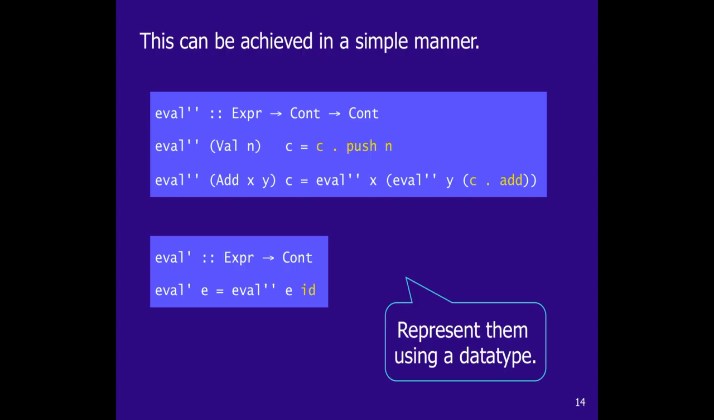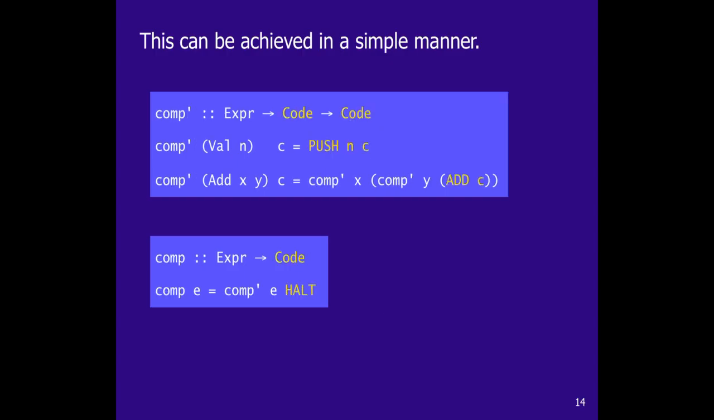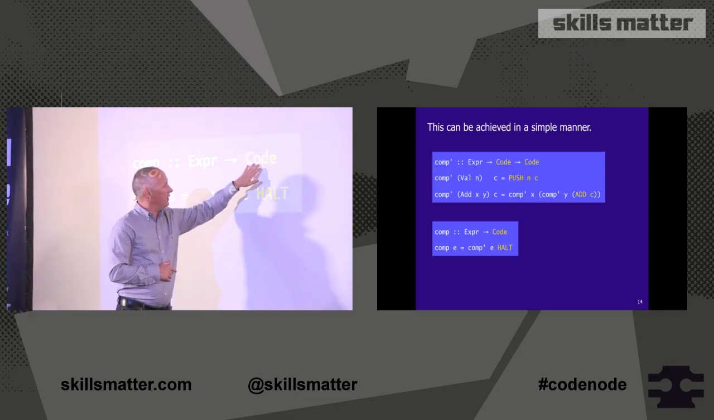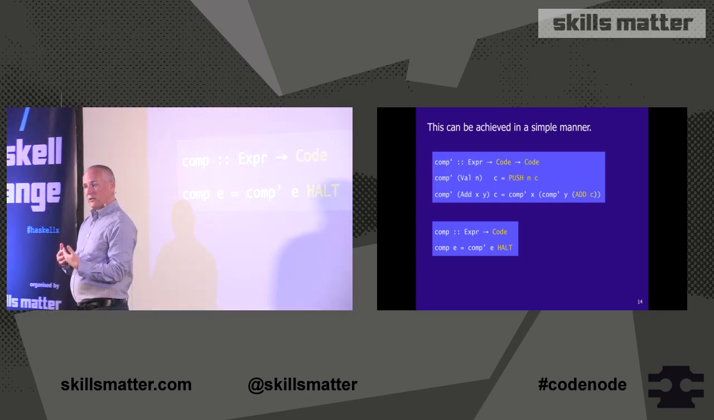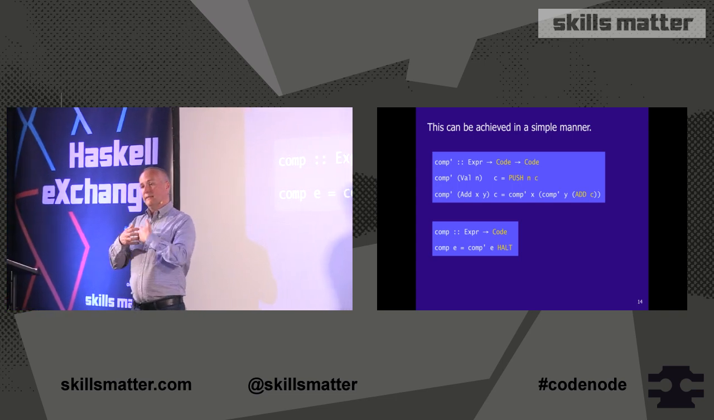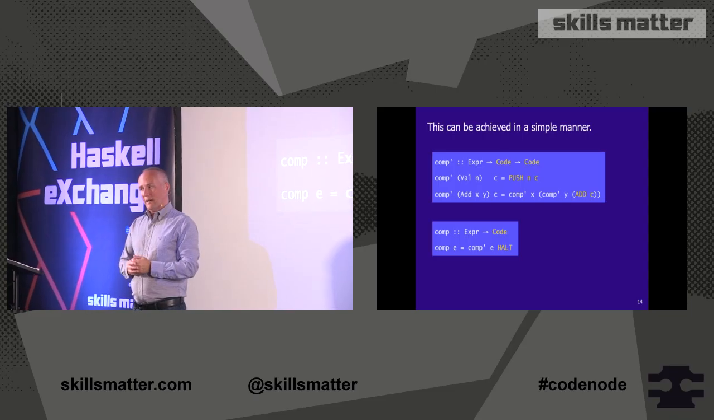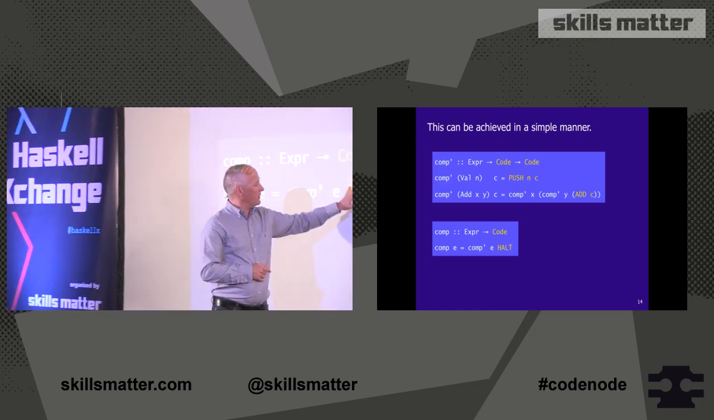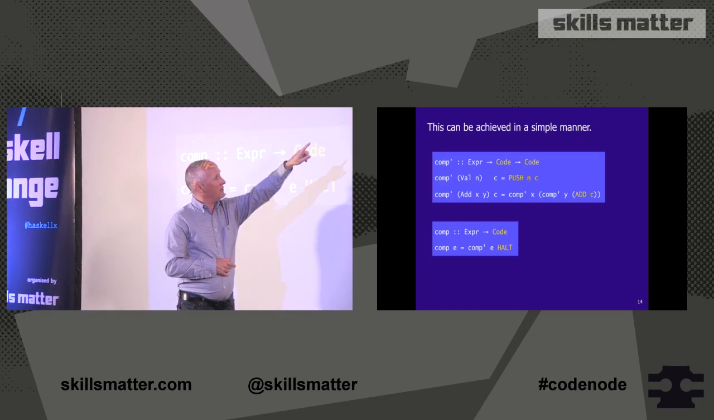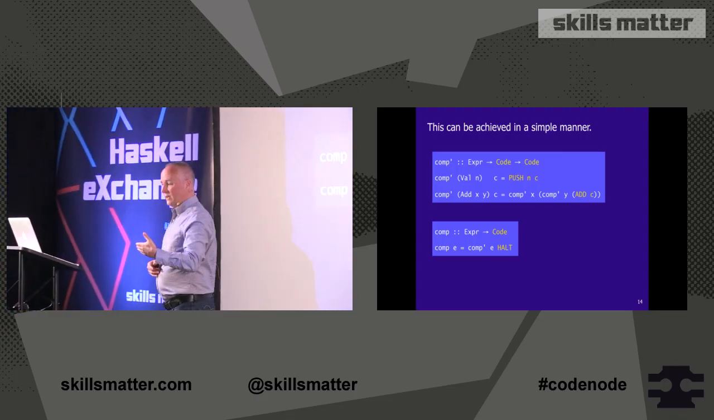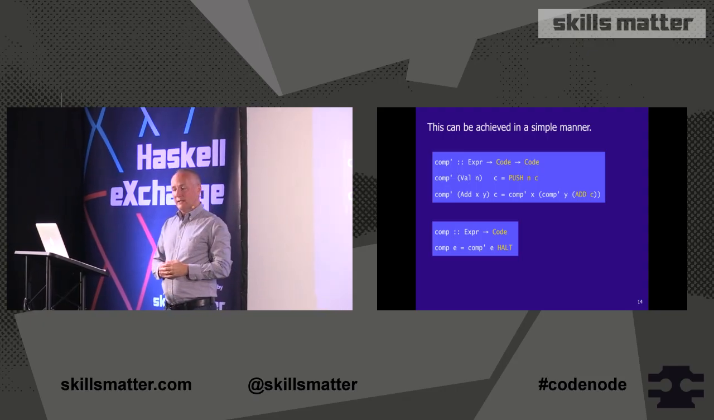So I will do that. And here's what we end up with. Rather than having a data type called cont, which is continuations, functions from stack to stacks, I'm now going to have a data type called code. And of course, you can guess why it's called code, but we'll come back to that in a moment. This code data type has 3 constructors. It's got a constructor called halt, which represents the identity continuation, and 2 constructors called add and push, which represent those continuations which we had on the previous slide.